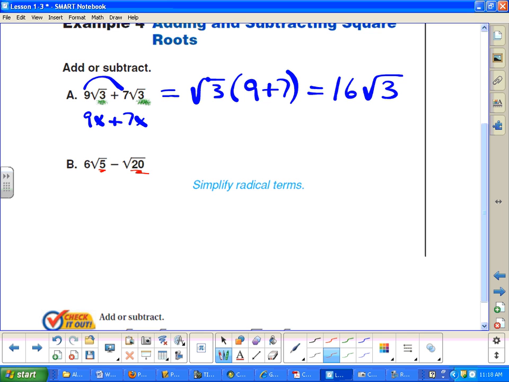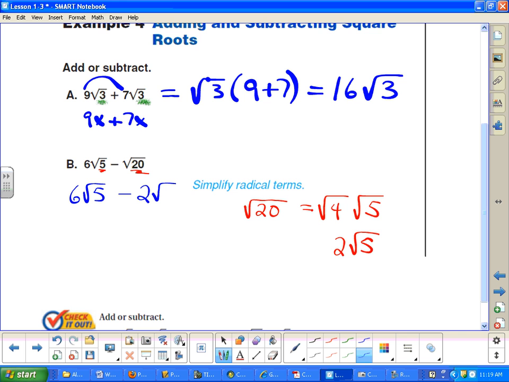Yes. Okay, so let's just focus on the square root of 20 for a moment. What's the largest square that goes into 20? 4. Okay. So this would be the square root of 4 times the square root of 5. And the square root of 4 is 2. So we have 2 square roots of 5 there. So I can rewrite this as 6 square roots of 5 minus 2 square roots of 5.